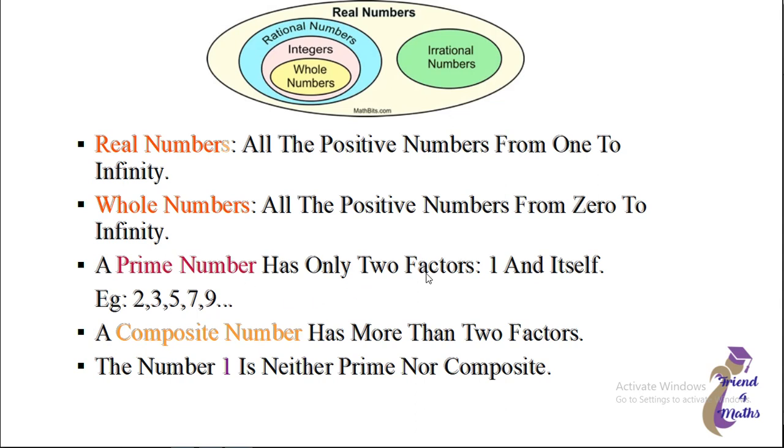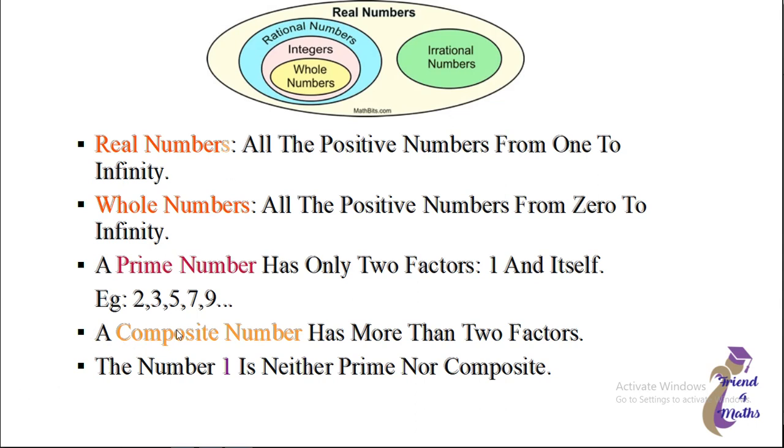Next is prime numbers. Prime numbers are those numbers which have only two factors. These numbers will have how many factors? Only two factors. One factor will be 1 and the other will be the number itself. Here we can take examples. 2 has only two factors: the number 1 and 2 itself. And 3 has only two factors: the number 1 and 3 itself. In the case of 5 also, it has only two factors, the number 1 and 5 itself. 7 has two factors, the number 1 and 7. Like that, the prime numbers have only two factors, the number 1 and that number itself.